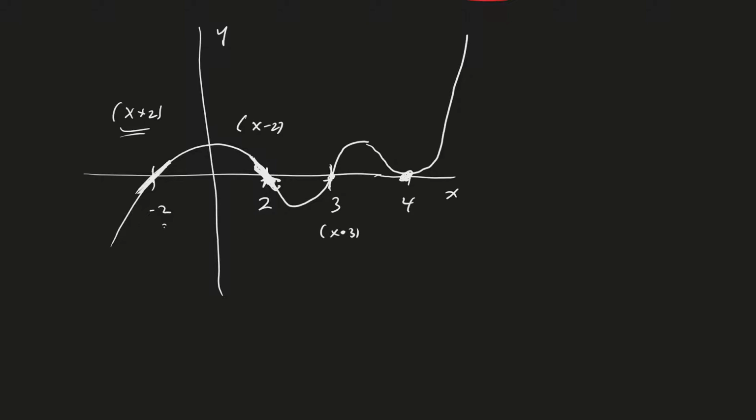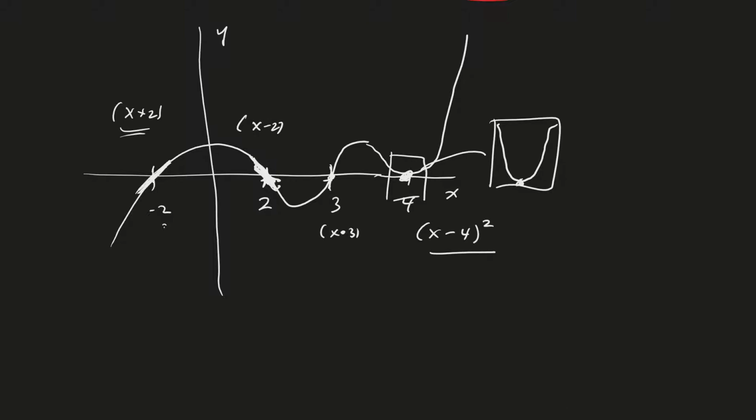Now what happens here, if you were to zoom into this picture, it's going to look like a parabola. And so in that sense you can actually factor out a double root. Okay? So now overall, what's the degree of the polynomial going to be? 1, 2, 3, 4, 5. So this is a 5th degree polynomial.